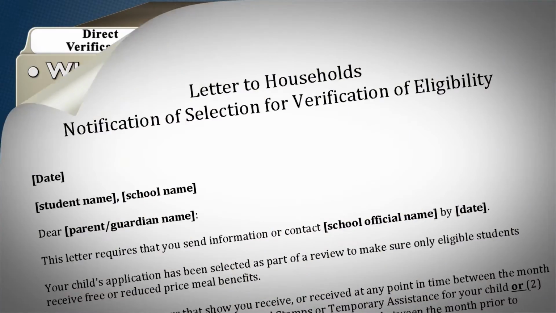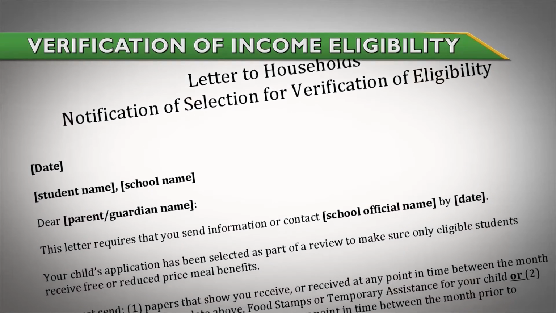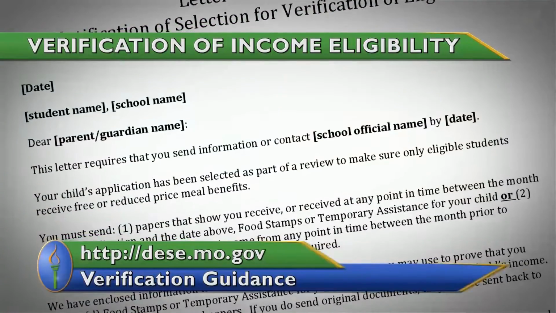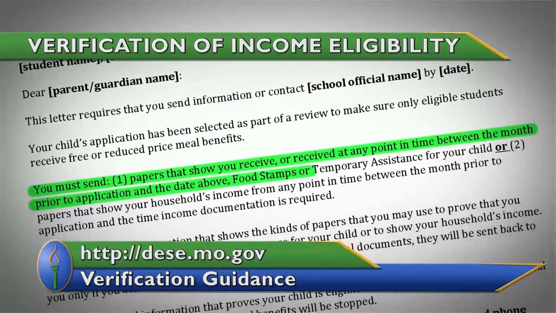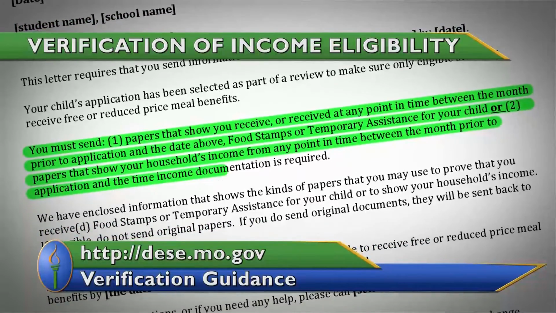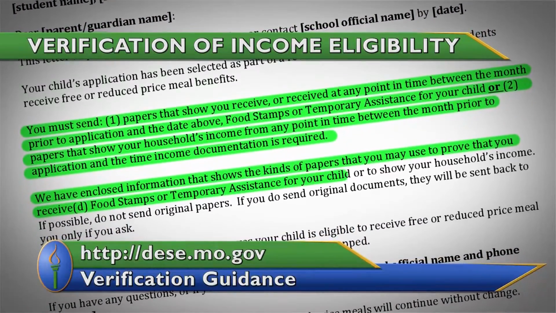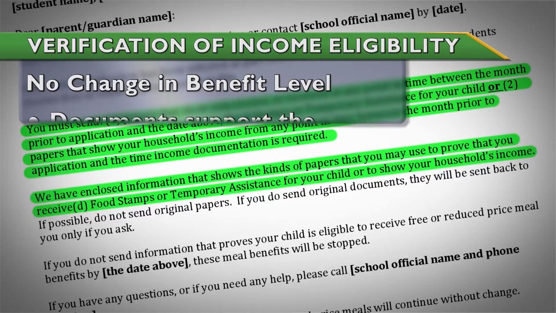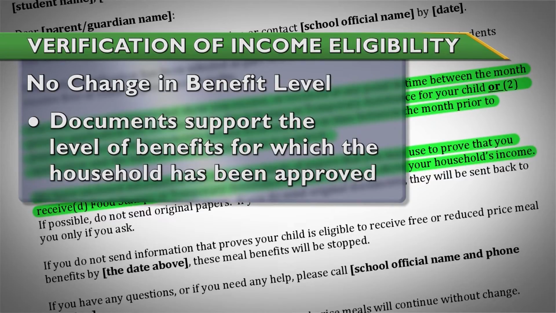The notification of selection for verification must include a request for the household to submit written evidence of income for all household members. This can be from any point in time between the month prior to application and the time income documentation is required. Verification of a household's income eligibility for free or reduced price meals must result in one of the following. No change in benefit level. The household's documentation supports the level of benefits for which the household has been approved.